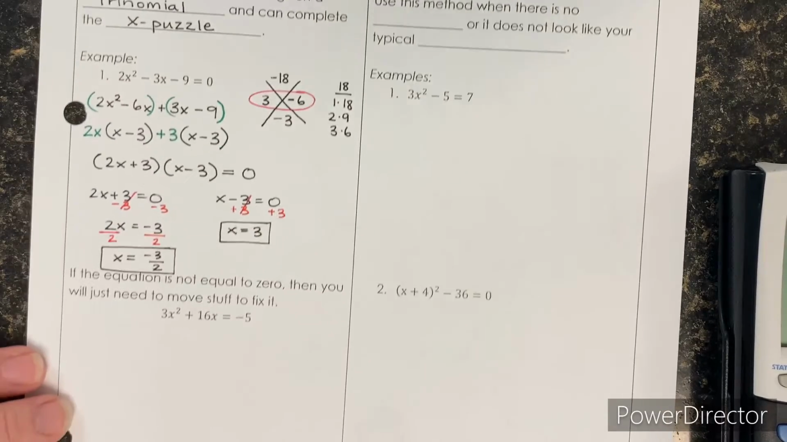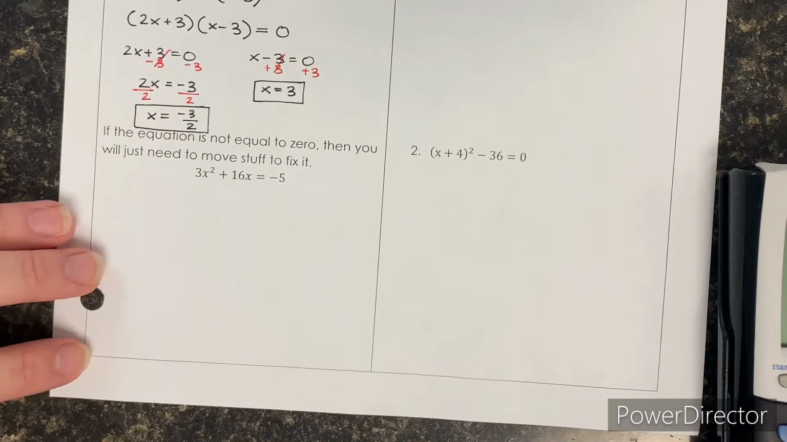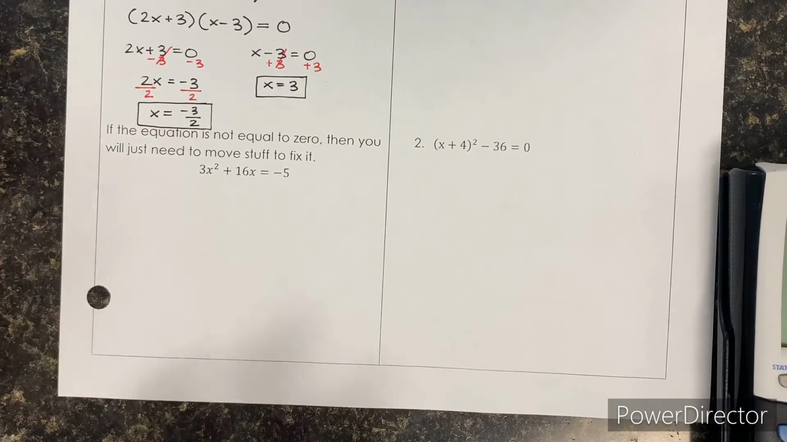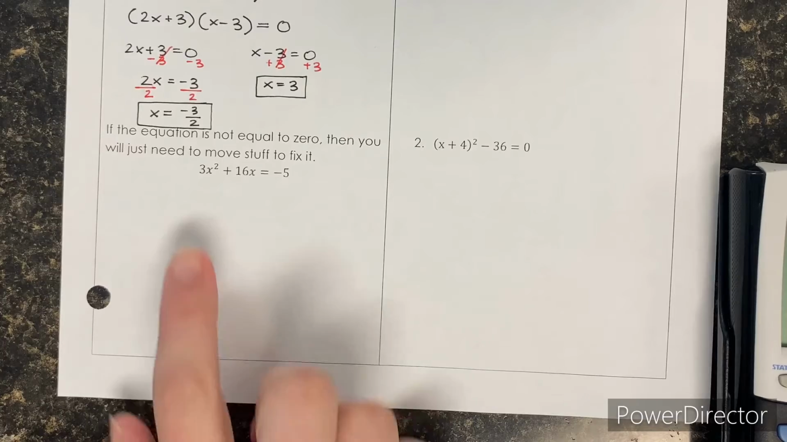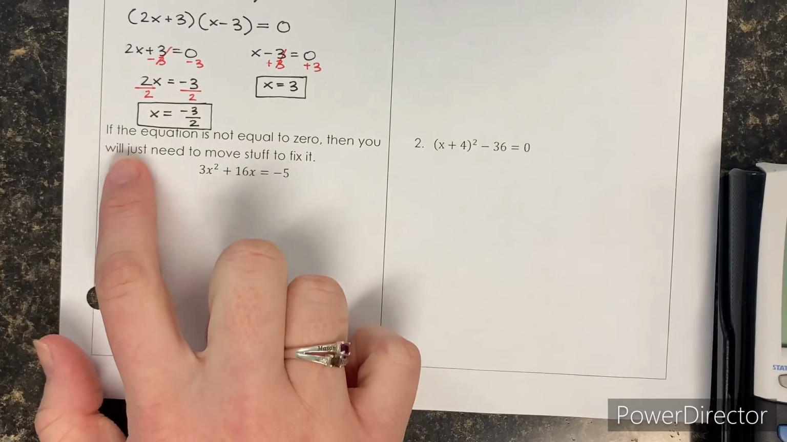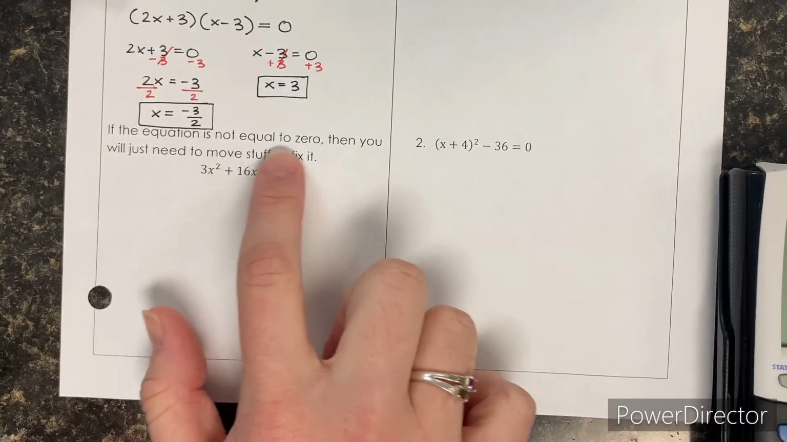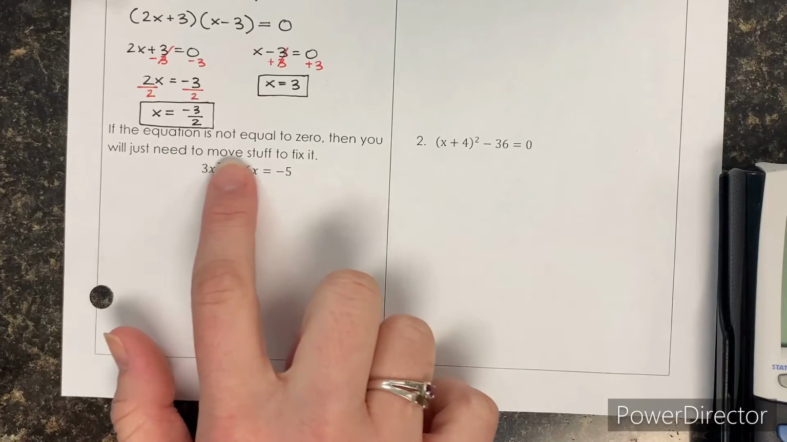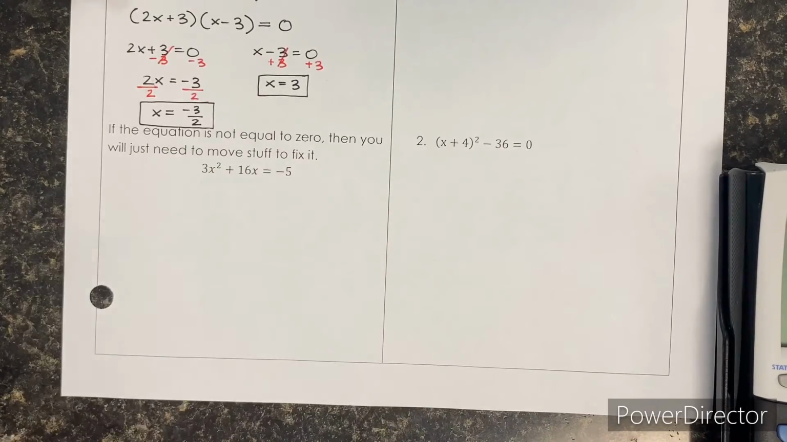Now, I've got one more example down there for factoring before we move on to the second method. I'm not going to walk this one all the way through with you. I do want to talk about something before I let you have a couple minutes to work on it on your own. So it says, if the equation is not equal to 0, then you will just need to move this stuff to fix it. So let me explain when I say move this stuff to fix it.